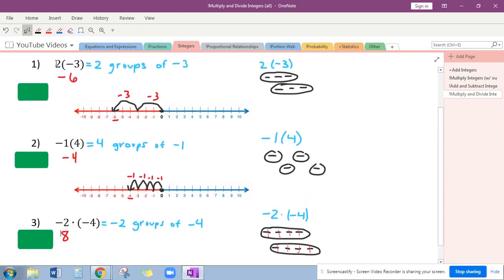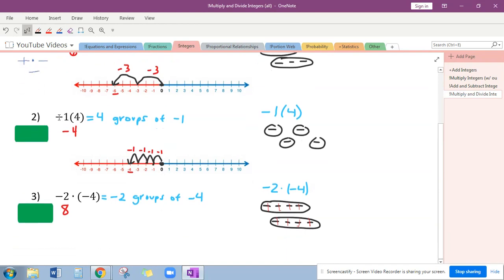So if I go back, I can see that a positive times a negative was a negative. And then for number 2, a negative times a positive was a negative. And for this one, a negative times a negative was a positive. And so there's that pattern we have. And the same thing is true for dividing.